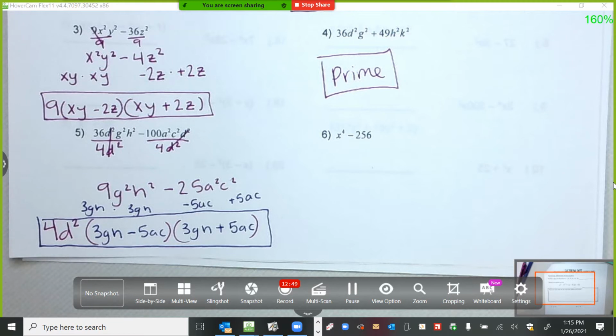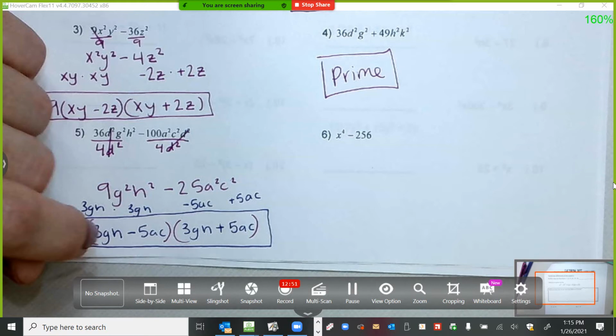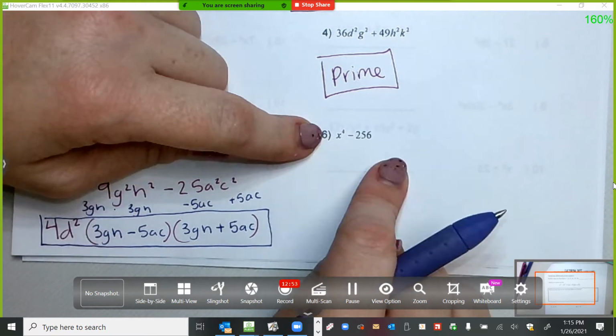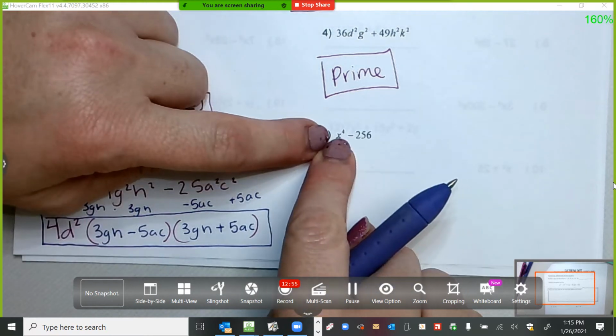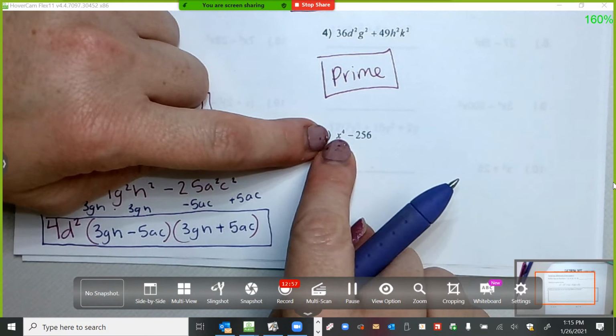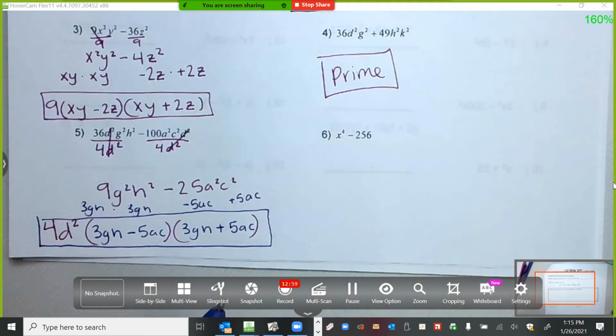Okay, last one, number 6. It's in order. There's no GCF. Now, it has an even exponent, so it's a perfect exponent. Is 256 a perfect square?